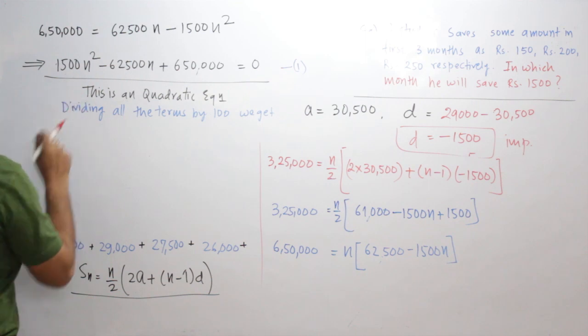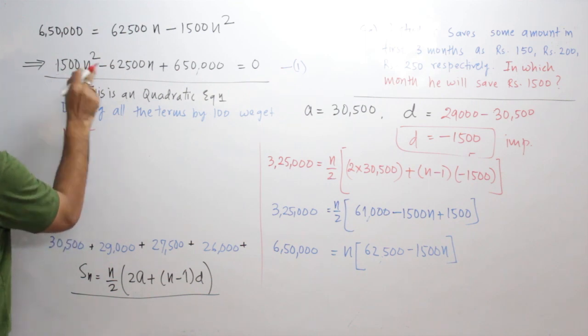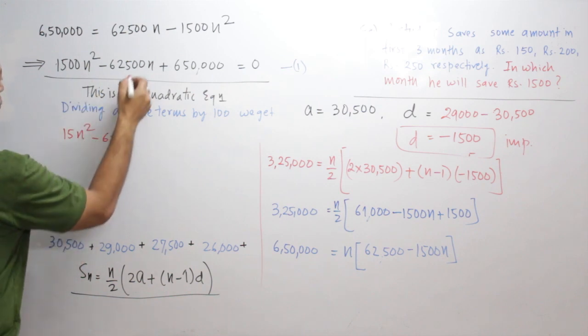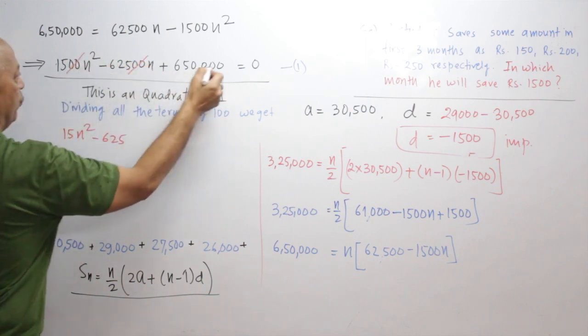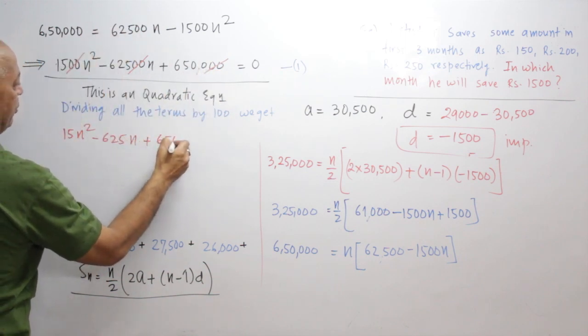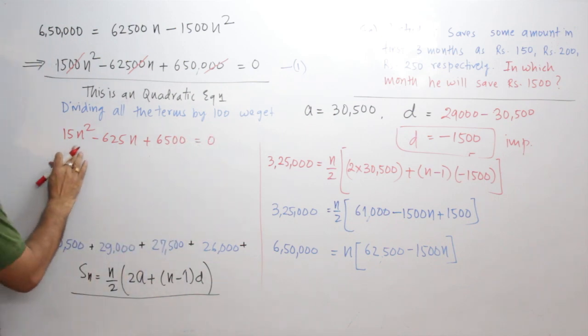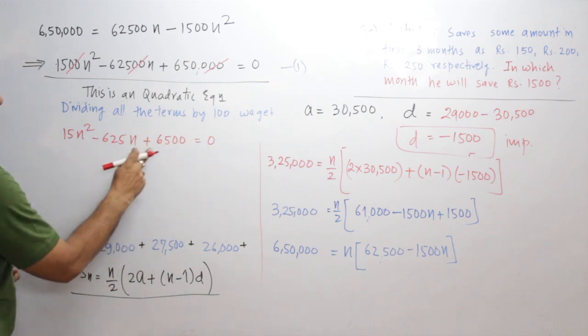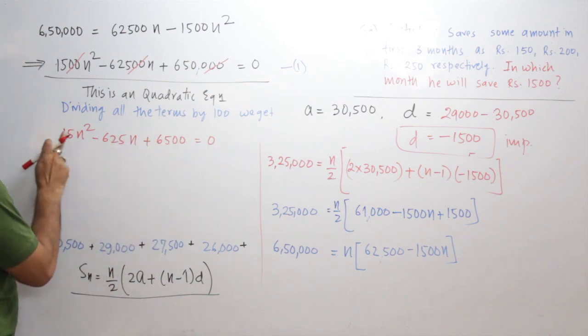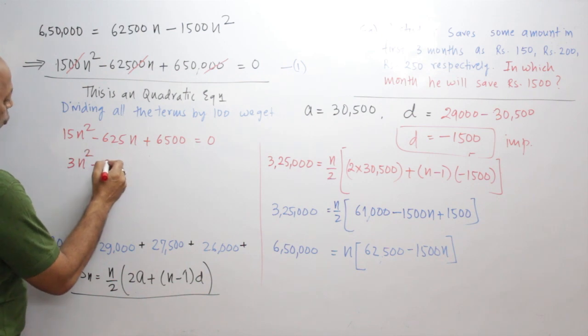So if I divide by 100, then I'll get 15n square minus 625n. These 2 zeros will go, these 2 zeros will go, these 2 zeros will go. And plus 6,500 is equal to 0. I can divide by 5 to all the terms, because this is divisible by 5, this is divisible by 5, this is divisible by 5. So if I divide by 5, it's 3n square minus 125n plus 1,300.